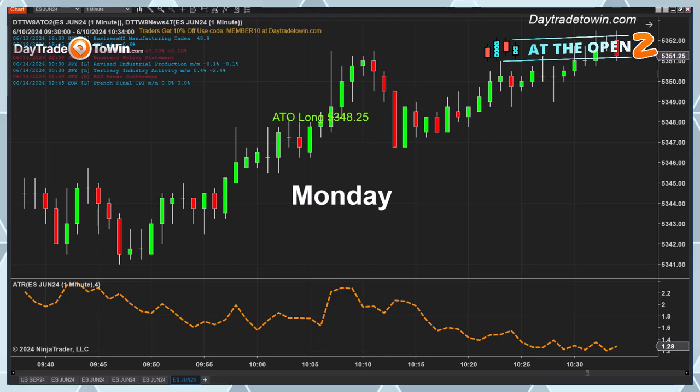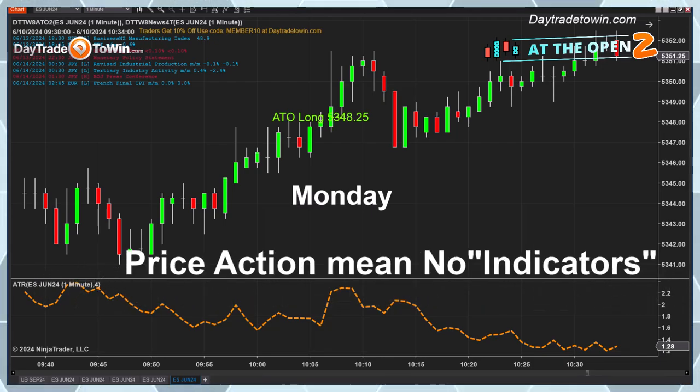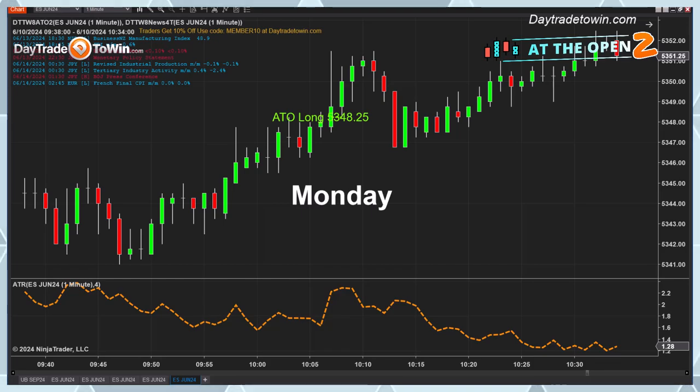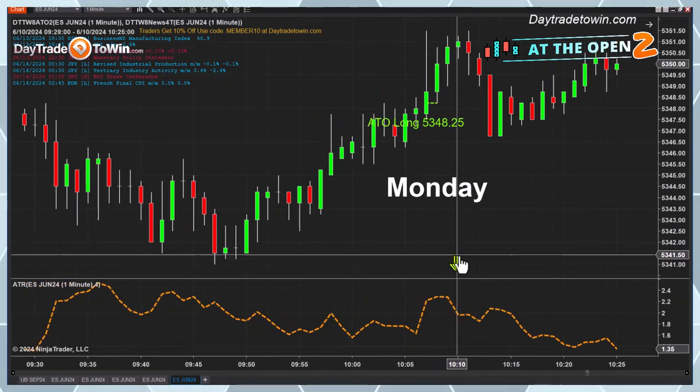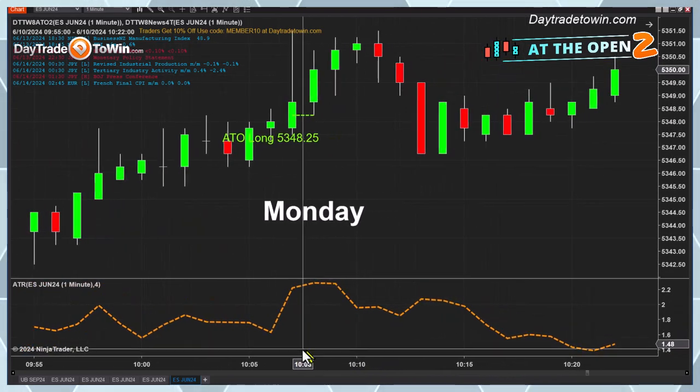This is a long trade. The At the Open method is based on price action. We like to look at, as soon as the market opens, the direction of the market. So in this case, it's a long trade at 53.48 quarter on the E-mini S&P.